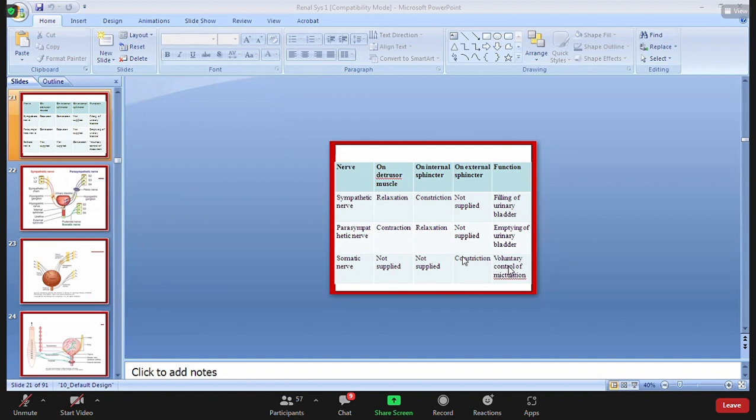So what's the function of the somatic nerve? Voluntary control of micturition. The somatic nerve actually causes external sphincter constriction, but it is under your control. You got my point? So, pelvic nerve, sympathetic and pudendal nerve. The pelvic nerve is the parasympathetic nerve, with sensory fiber and motor fiber. The sensory fiber detects the degree of stretch of the bladder, and the parasympathetic motor fiber causes contraction of the detrusor muscle and relaxation of the sphincter as I showed.